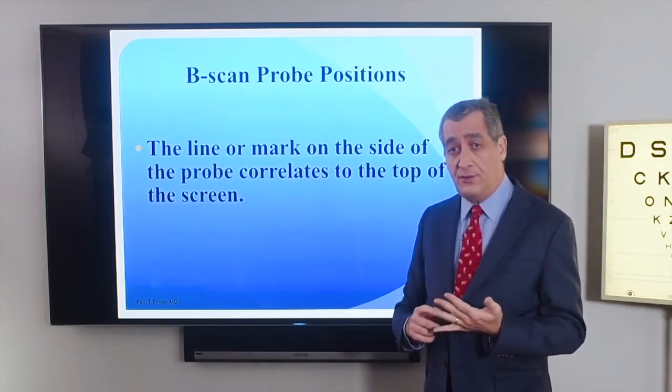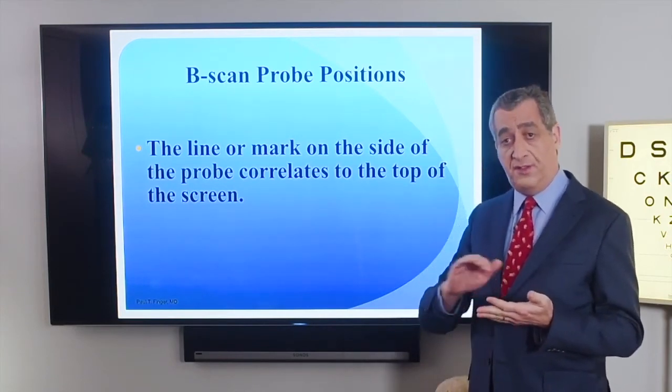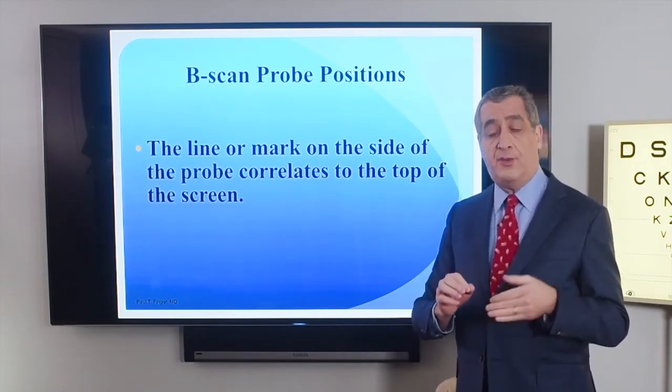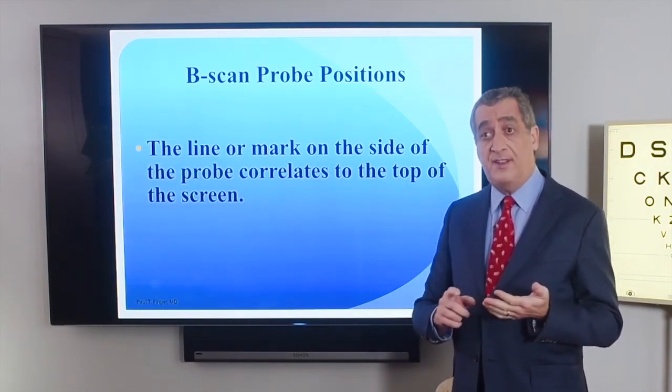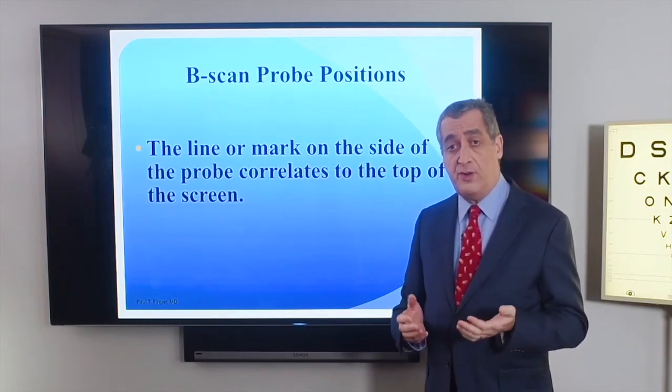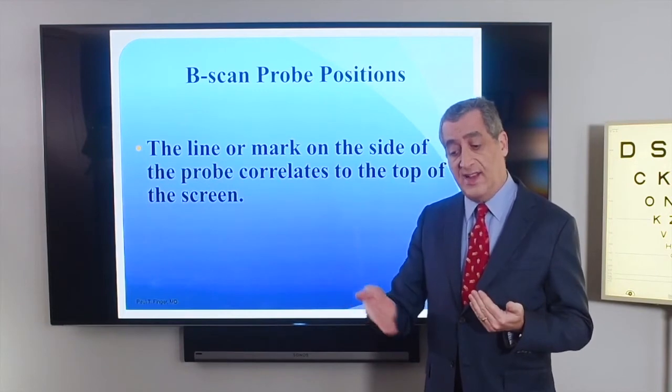Each one of the ultrasound probes either has a dot or a line on the side. That indicates where the top of the screen is. So that dot or line needs to be oriented in order for you to understand, when the probe is on the eye, what slice you're making.